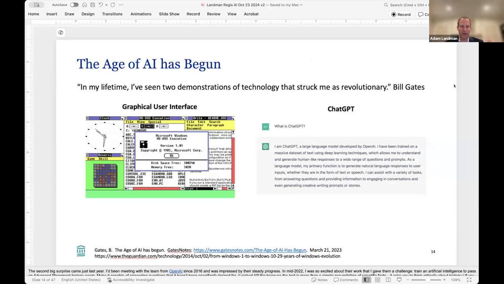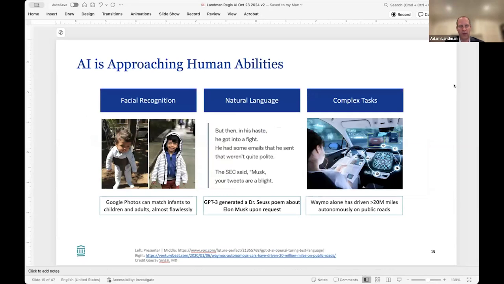This is actually a picture of Windows version 1.0. We're now on Windows version 11. And he's also saying that ChatGPT is similarly revolutionary. So I thought that was very poignant. And for all of us, I think that we're starting to see that AI is approaching human abilities and that we're using it in our everyday.